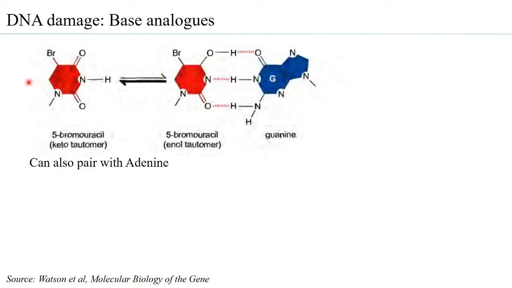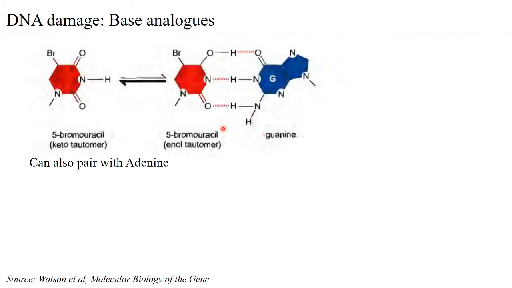So if in the template strand there is A, and the media in which the cells are growing has 5-bromouracil, the cells will take up 5-bromouracil and the DNA polymerase can mistake the 5-bromouracil for thymine, right? So instead of thymine, it will add 5-bromouracil and think that it has done a correct job and move ahead. But what is interesting is that the 5-bromouracil, which is an analog of thymine, does not bind to adenine, but it binds to guanine.